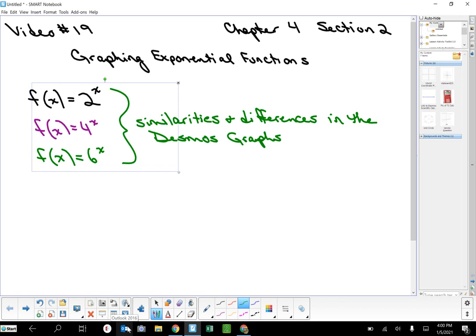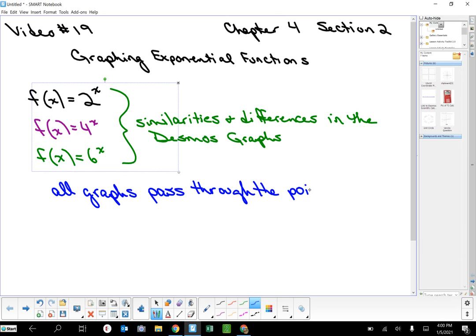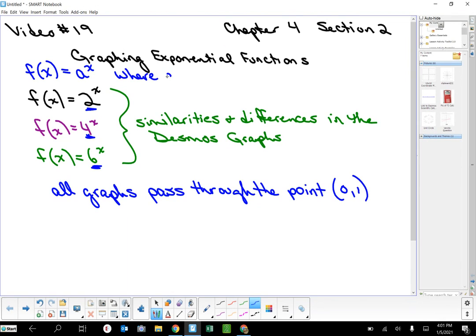All right, so some similarities is that all graphs pass through the point 0, 1. And this guy is called the base, right? So these functions are in the form a to the x, where a is the base.